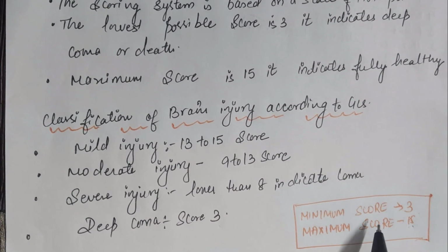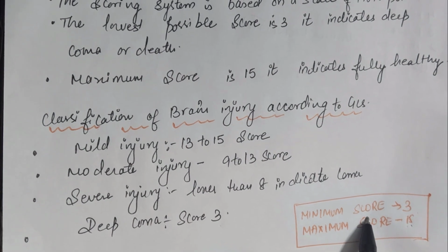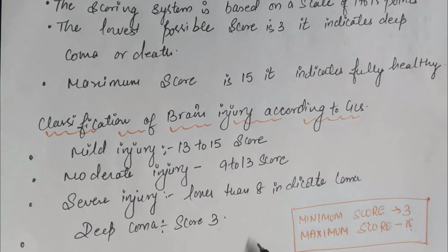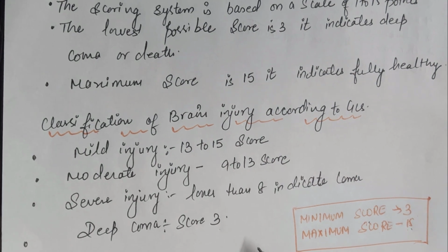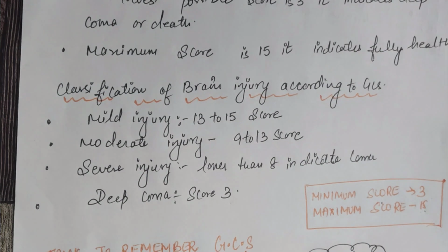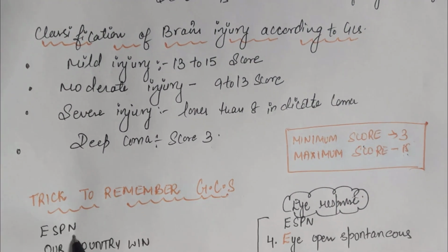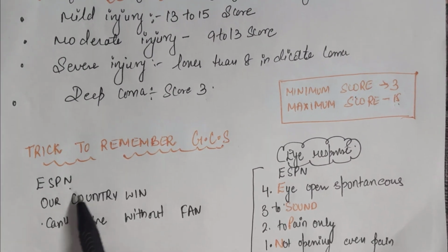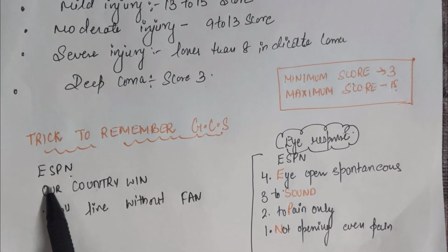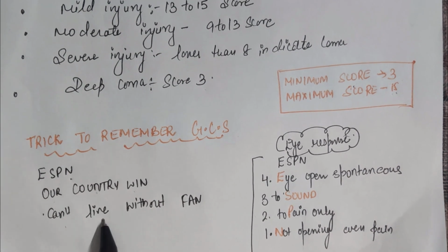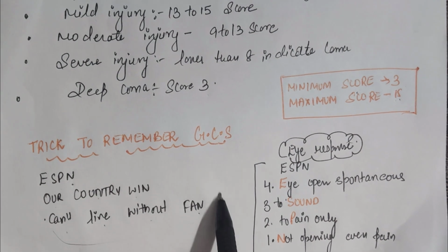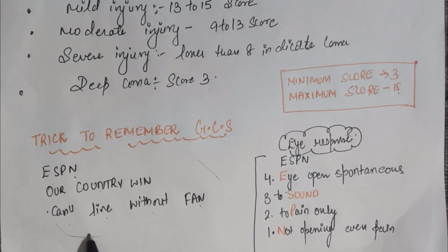Okay. Now I will tell you the trick for how to assess GCS in a patient and to learn the GCS. It's an easy trick like ESPN. It's a channel used for cricket matches. Okay. So next is our country wins. That is, after the match our country wins and cannot live without fans. So this is a trick used to learn the GCS.